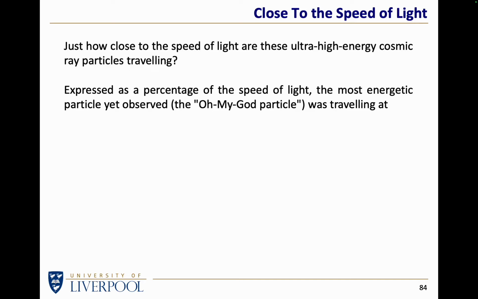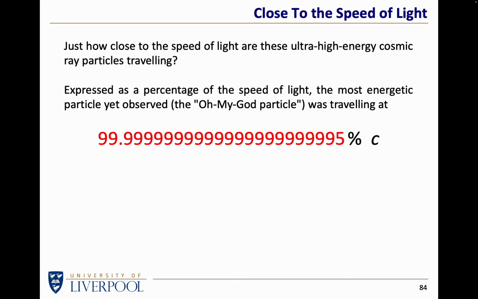When they converted the energy into how fast it was going, they found, as a percentage of the speed of light, its speed must have been 99.9999999. We're not done yet. 999, still not done yet. 999, nearly there. 995% the speed of light. It is very difficult to get your head around just how close to the speed of light that is, but that must be what its speed was to give it the energy that they detected in these cosmic ray detectors.